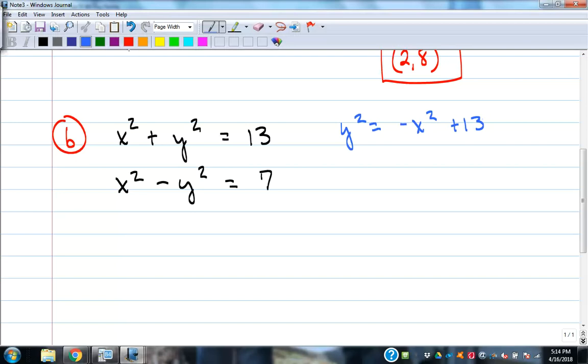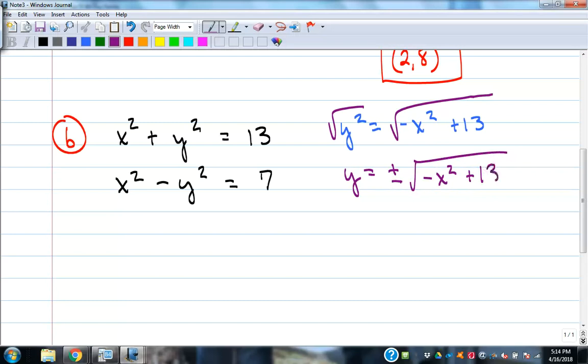Take the square root. And if I take the square root in a problem, what do I have to put in front of it? Plus or minus. And that's where we've got to have that for the graphing calculator, because this is 2 equations. That gives me y equals the positive square root of that stuff, and then y equals the negative square root of that stuff. So it's going to take us 2 equations on the graphing calculator to get that one circle drawn.